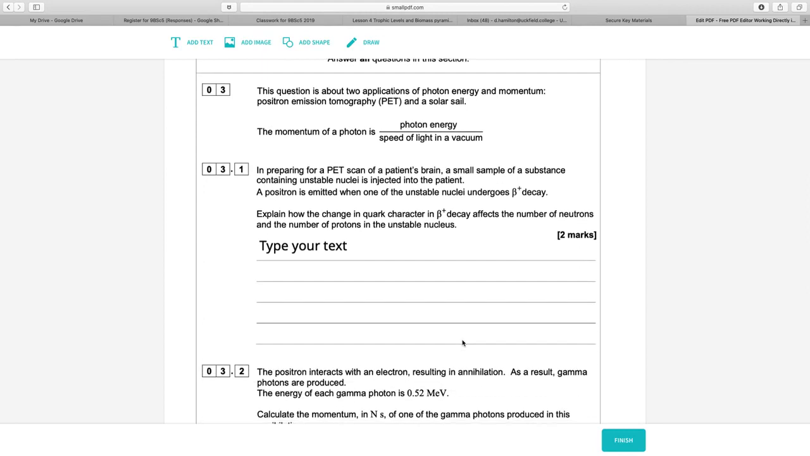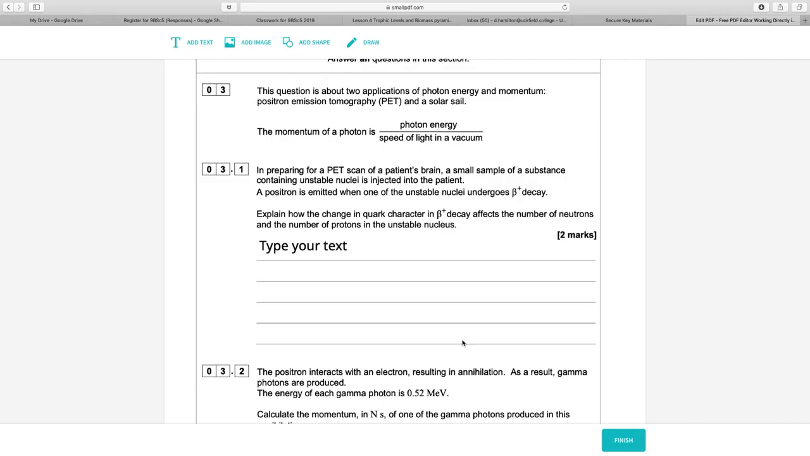Question 3 then. Explain how the change in quark character in the beta plus decay affects the number of neutrons. Well, beta plus is a proton decaying into a neutron. So there's one mark. What else can I say? So I have a gain of one neutron and a loss of one proton. That's one mark. What else can I say?